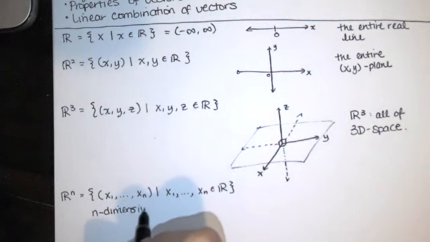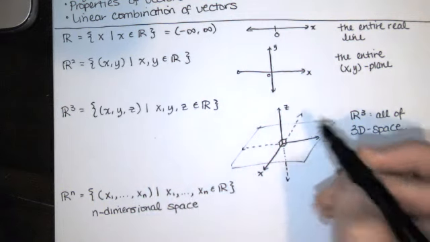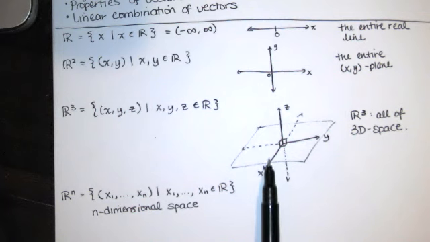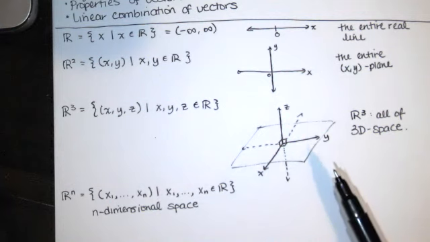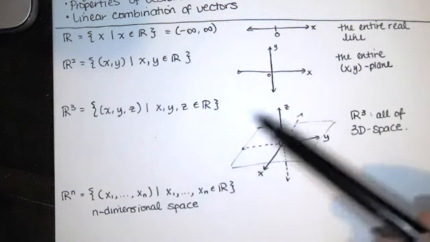Now we can't draw it because we live in three-dimensional space. If I tried to draw an axis that was perpendicular to the x-axis, the y-axis, and the z-axis in three-dimensional space, I couldn't do it. There isn't a fourth dimension for me to draw that axis.